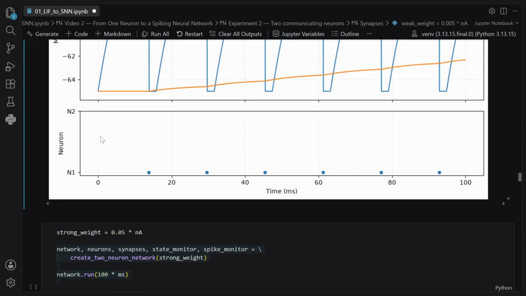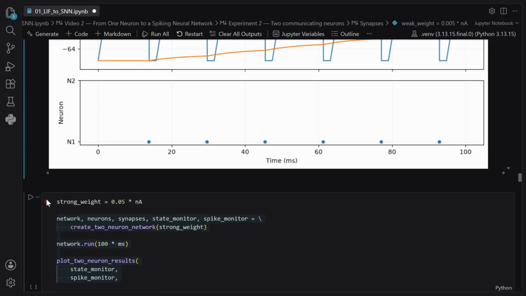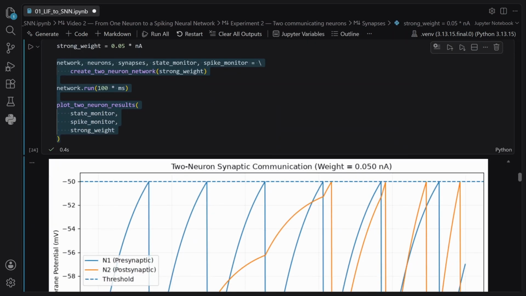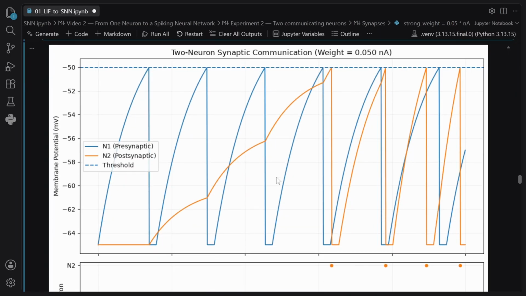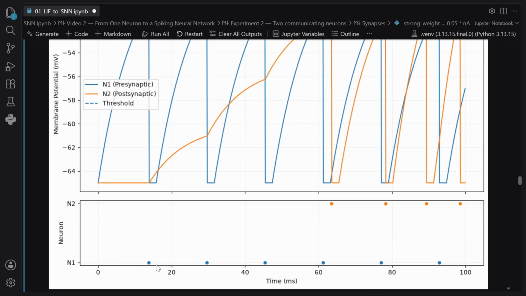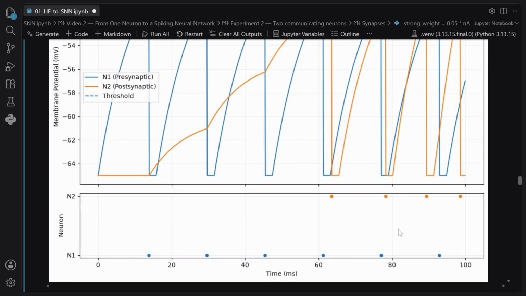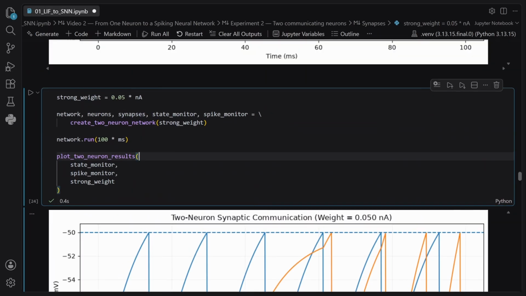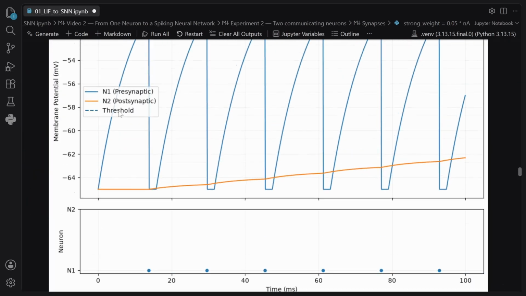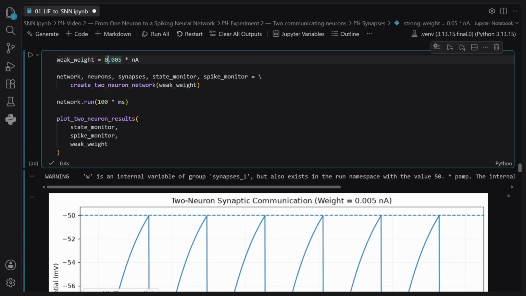Let's increase that weight to this one. I believe we already did this one. So this is the graph I think we saw last time. So spikes, and after this spike. So this entire change is happening only because of this weight change, nothing else. Neuron 1 is same, neuron 2 is same, the constant input is same, everything is same. Only thing that changed is the weight.